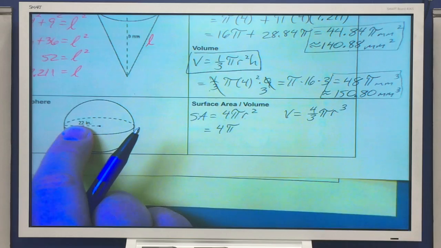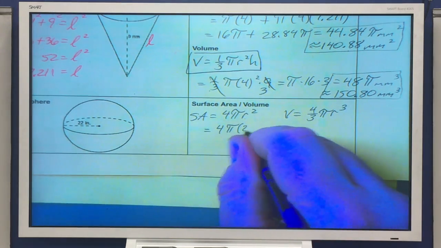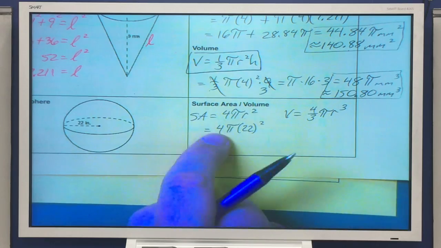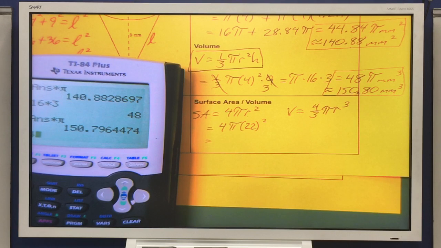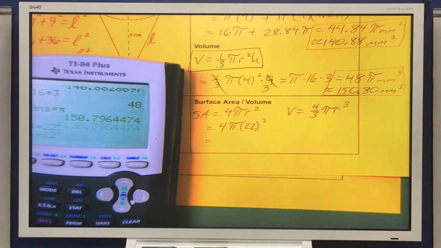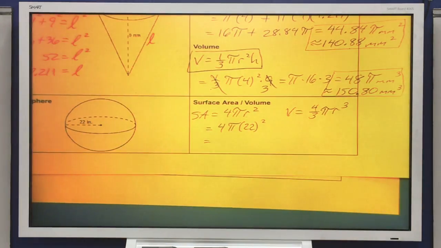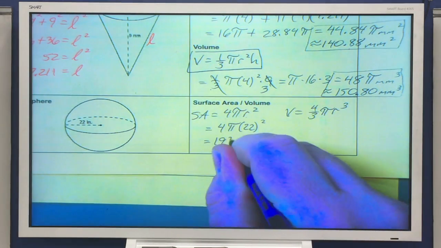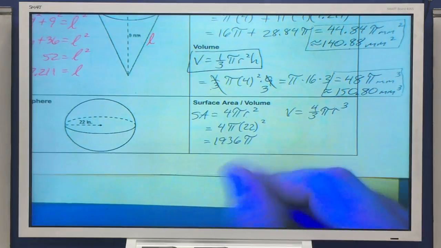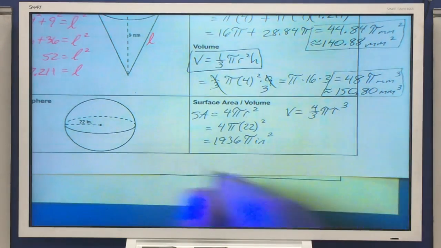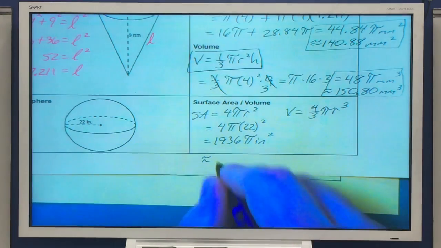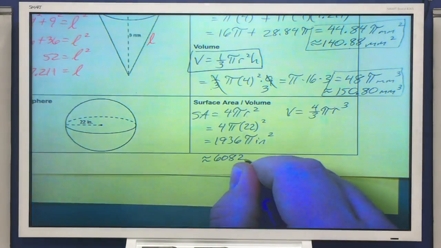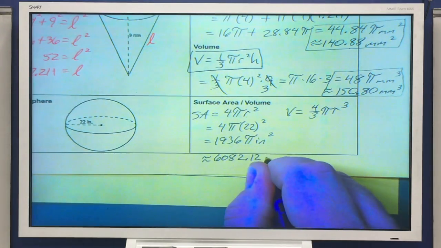The radius is 22 inches. I've got to square that and multiply it by 4. 4 times 22 squared. Hablam! 1936. That was a good year. And if I want to know what that is as a decimal, I just need to multiply by pi, and I get 6,082.12 square inches.